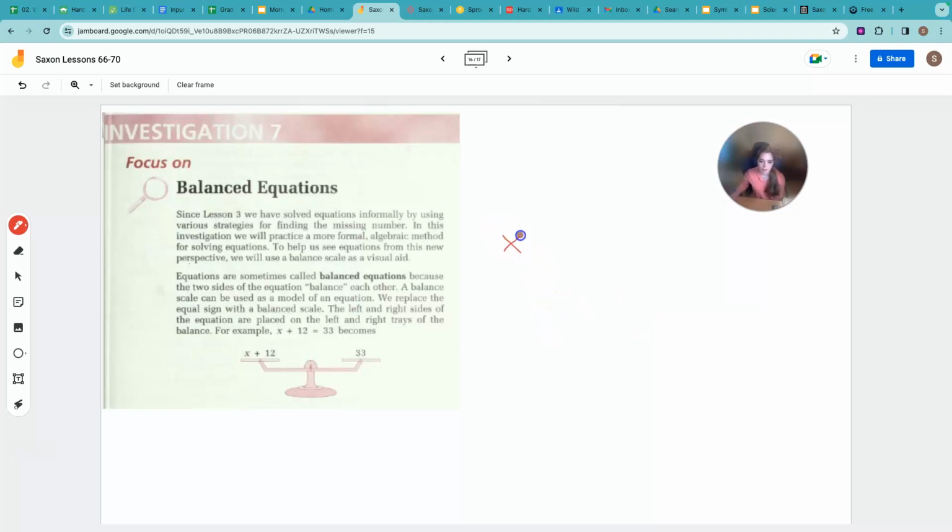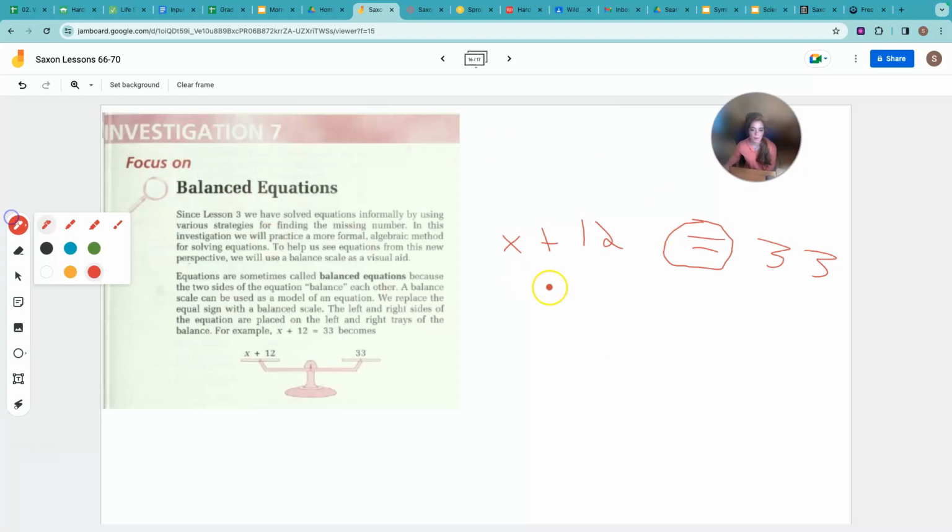Let's say we have an equation that is x plus 12 equals 33. This is an equation that is not balanced yet. So the goal is to get x by itself on one side and the numbers on the other side. I like to think of the equal sign as a transformer, okay?